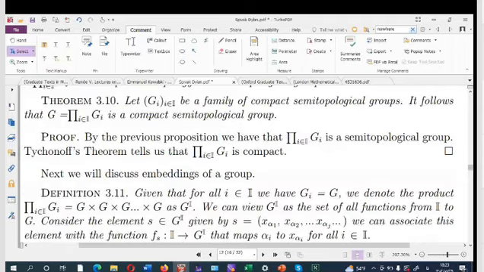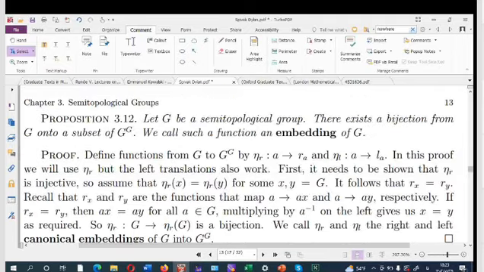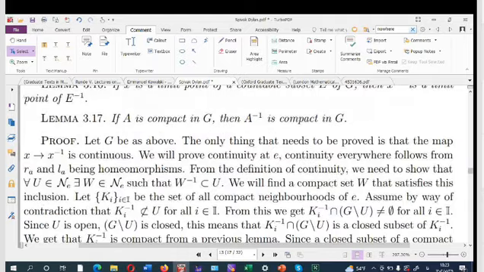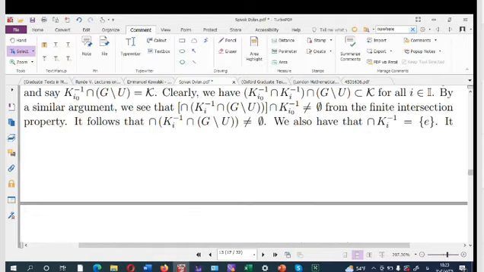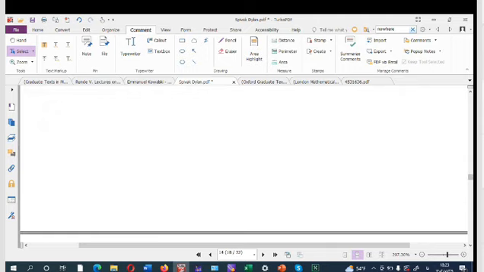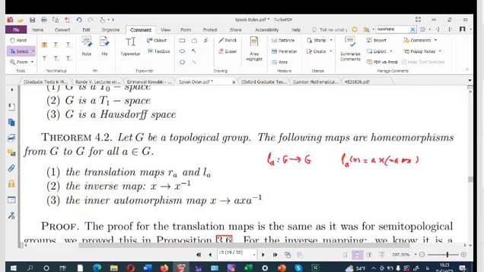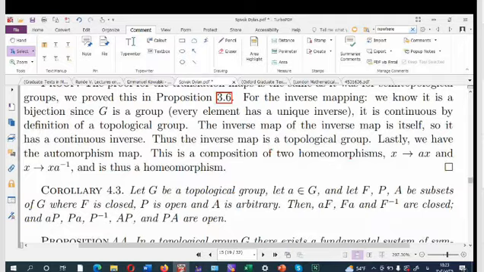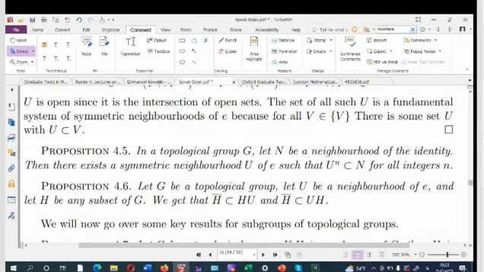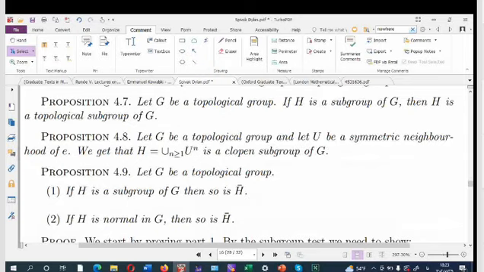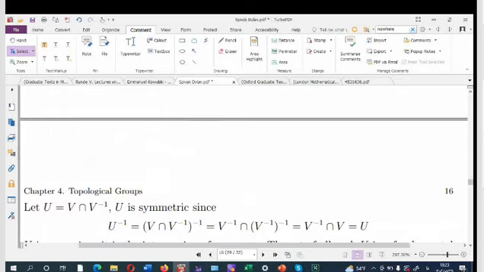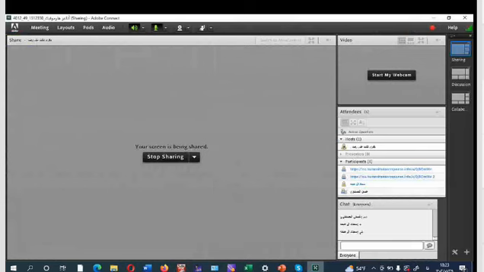Okay, this is enough for this session and for this section. We will continue in the next session, inshallah, with this chapter, topological groups. Dear students, do you have my voice?